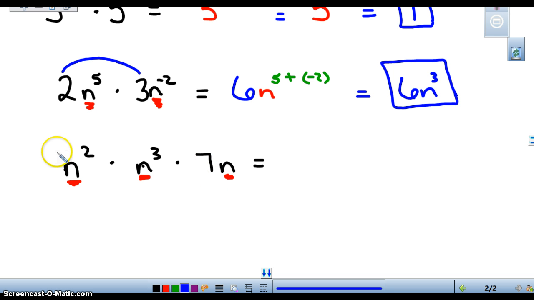Because look, what is the coefficient to n squared? Invisible 1. Let's say coefficient to n cubed, invisible 1. So if we multiply 7 times 1 times 1, just 7. Then you told me the common base was n. What about the exponents? We add them, so we add 2 plus 3 plus 1. This n has an invisible 1, right? 7n to the 6th power.